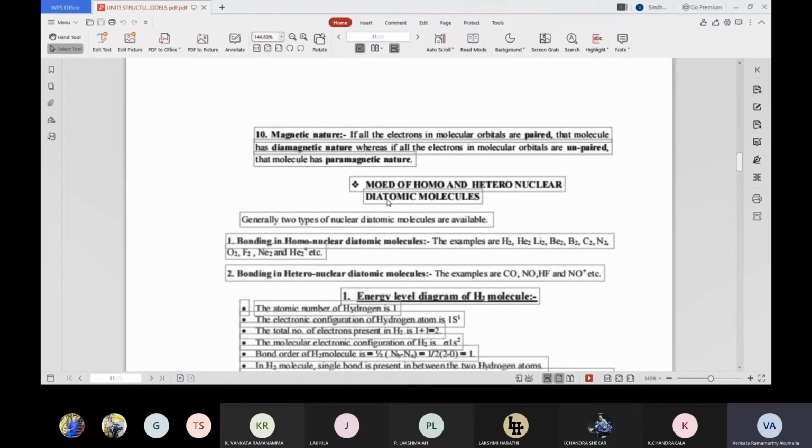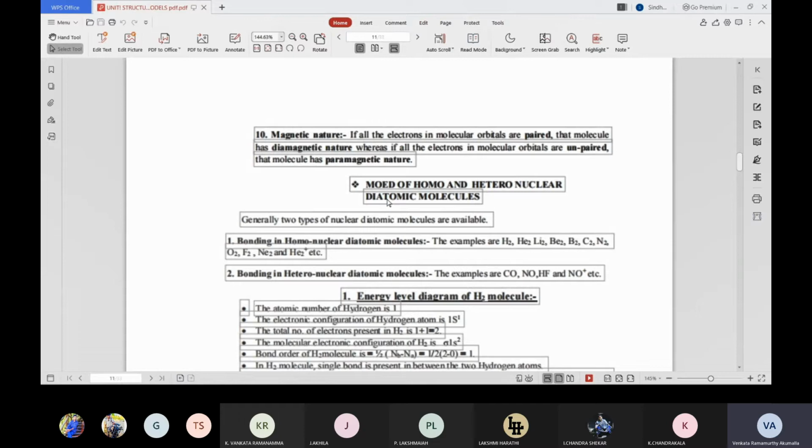Magnetic nature is very important. What is paramagnetic nature and diamagnetic nature? That is a very important 2 marks question. Paired molecular orbital electrons are called diamagnetic nature, and unpaired molecular orbital electrons are called paramagnetic nature. That is very important.